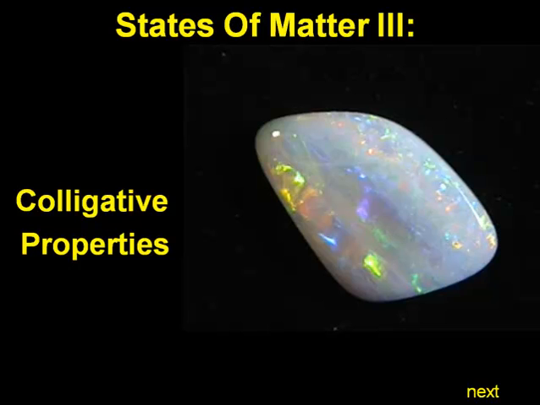All right. At this time, we're going to talk about the lab we did yesterday and some of the properties you saw. These are referred to as colligative properties. This is states of matter, part 3.